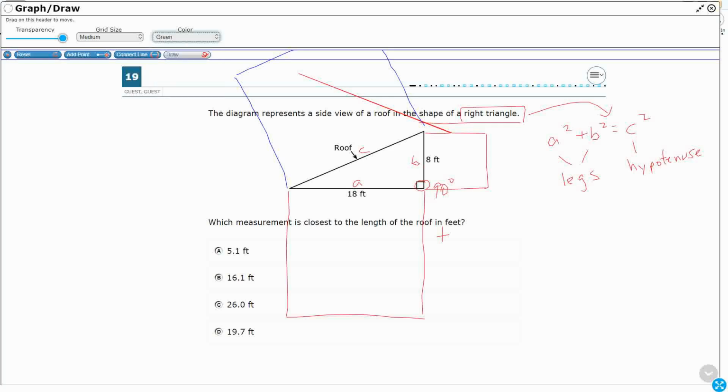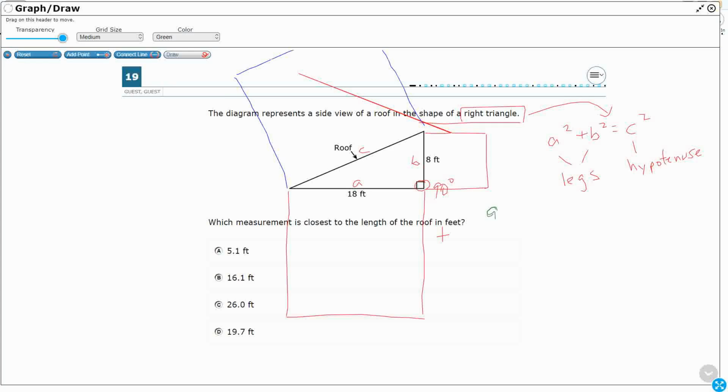So A is 18. So we can say A equals 18, B equals 8, which means I can plug these two numbers right there. I can say that 18 squared plus 8 squared equals c squared. So I need to find the length of the roof. Here's the roof. I'm looking for c.